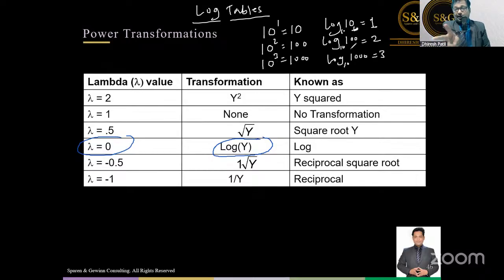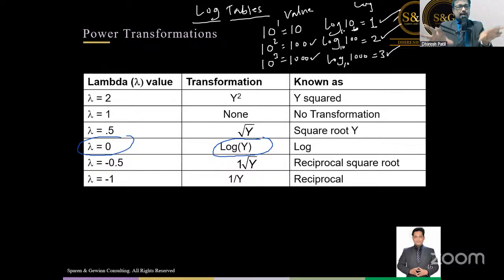This is called the log transformation. Very good. So instead of the original value, what is the log transformation? If the value is 10, the log value will be 1. If the original value is 100, we will take the log value as 2. If the original value is 1000, we will take the log value of 3 in the data. This is called the transformation of the data.